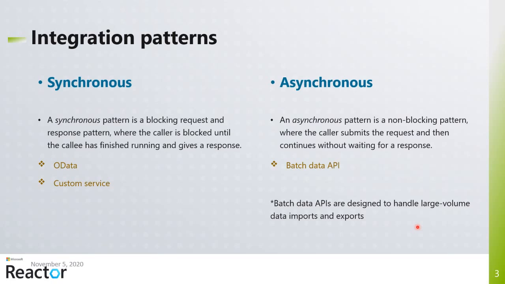Whereas, as you see on the right-hand side, we have batch data APIs. These are the inbuilt standard APIs from Finance and Operations, which you can leverage to perform all your asynchronous patterns. These are designed to handle large volumes of data import and export, and this can be done through data packages. But that is not the topic of today. What we are going to focus on today is custom web services, and how we can use custom web services with Logic Apps, which is one of the services from Azure. And then what we are going to achieve is an asynchronous pattern.